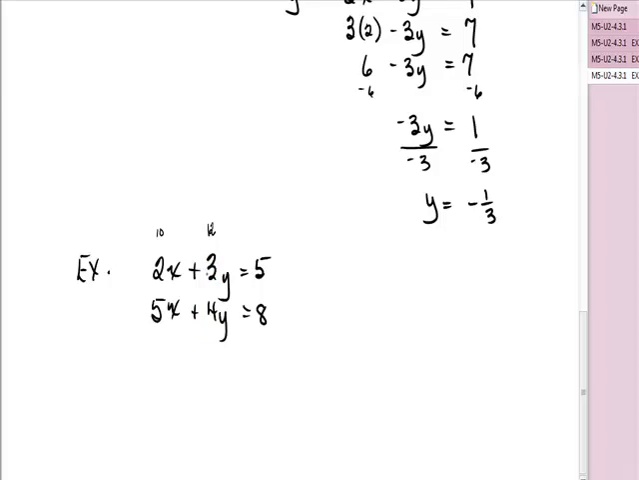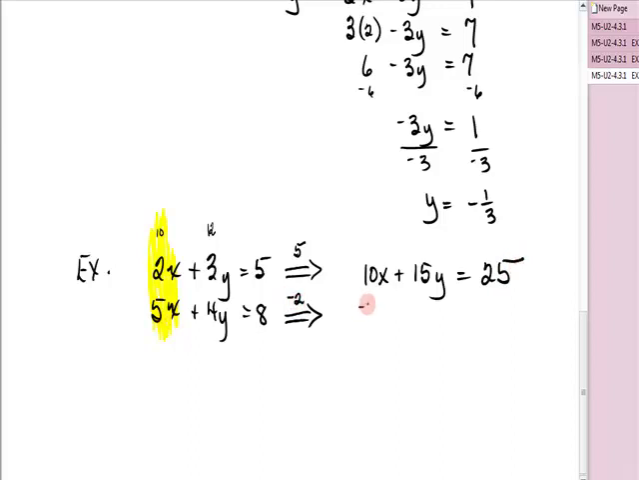In other words, you didn't have an example where both of them had to be changed, but in this example you would. Let's suppose that I decide that I want to target the x's. I would need to multiply the top equation by 5, the bottom equation by 2. That would turn them into 10s. One of those needs to be negative, and it doesn't matter which one. So I've just chosen the 2. 5 times 2x is 10x. 5 times 3y is 15y. And 5 times 5 is 25.